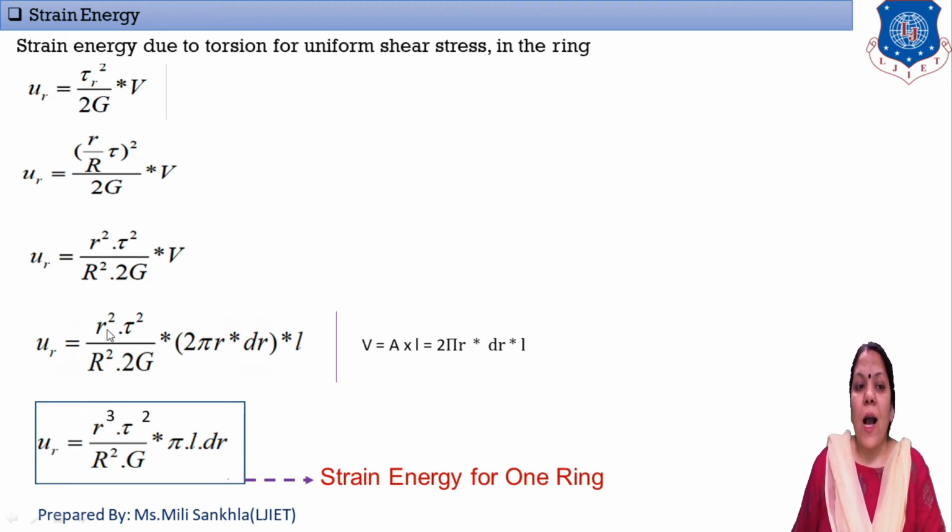Volume is 2πr dr into L. Now one by one: r squared into r means r cubed, τ² over R² into 2G, the 2 in numerator and denominator cancel, giving π L dr, divided by R² into G. Okay, this is the strain energy for the elementary ring.